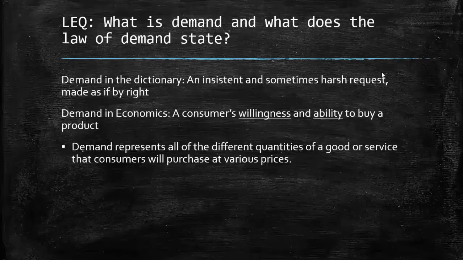So here's the definition I need you to know for demand in economics. It is a consumer's, that is you and I buying stuff, willingness and ability to buy a product. Those 2 criteria must be met: a consumer's willingness and ability. If you are just willing to buy something but you're not able, it doesn't count as demand. If you are able to buy something but not willing, it doesn't count as demand in economics. You have to be both willing and able. And we'll be doing examples of that in class over the next few days.